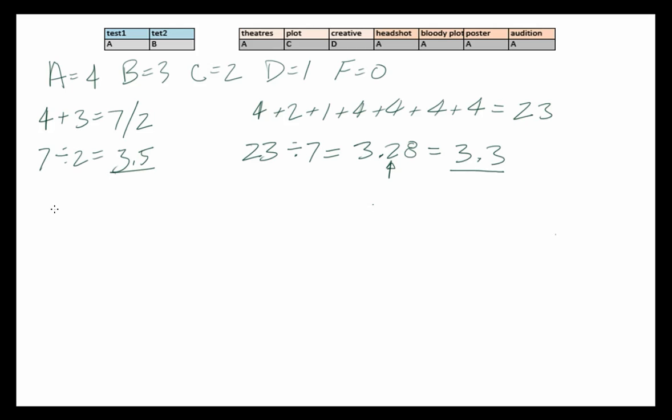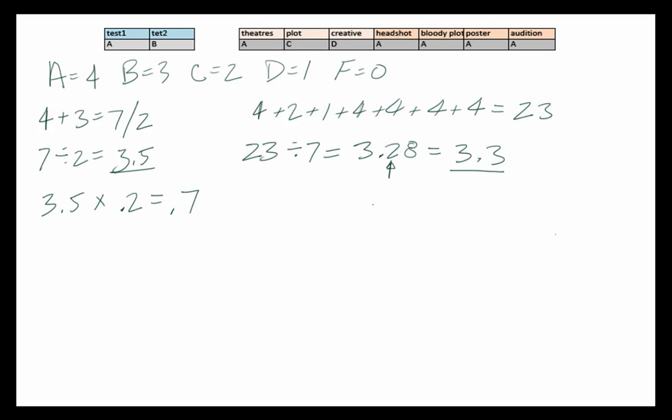Now, what I want to do next is calculate what value these have. My test grades at this moment are going to be worth 20% of my grade. So for me to calculate that, I have the 3.5. I'm going to multiply that by 0.2. That's going to give me 0.7. Alright, so 0.7 is the value that I have for my test grade.